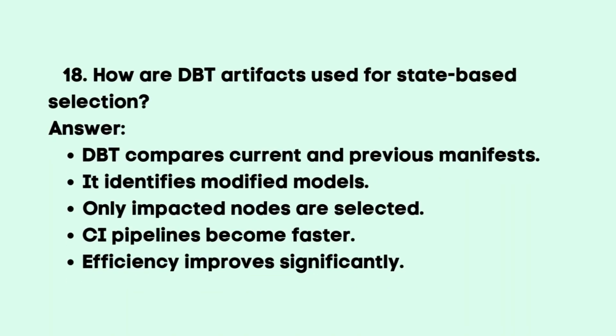How are Dbt artifacts used for state-based selection? Answer: Dbt compares current and previous manifests. It identifies modified models. Only impacted nodes are selected. CI pipelines become faster. Efficiency improves significantly.